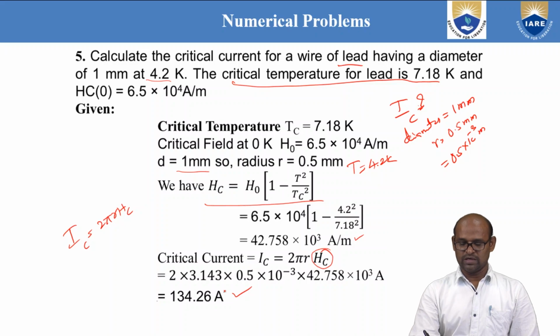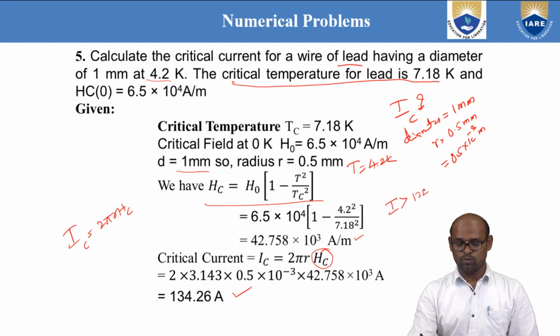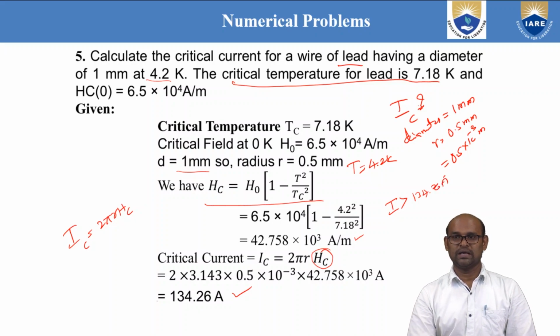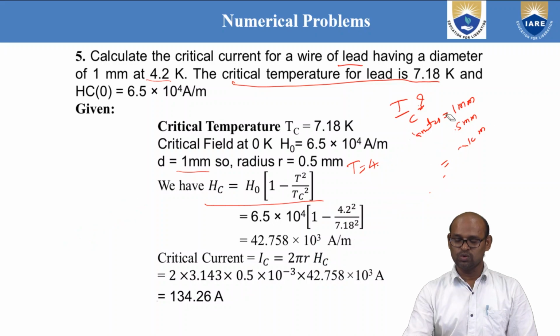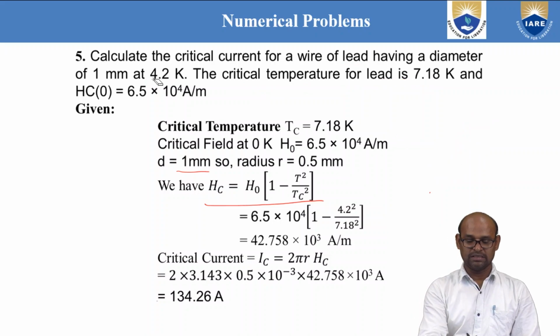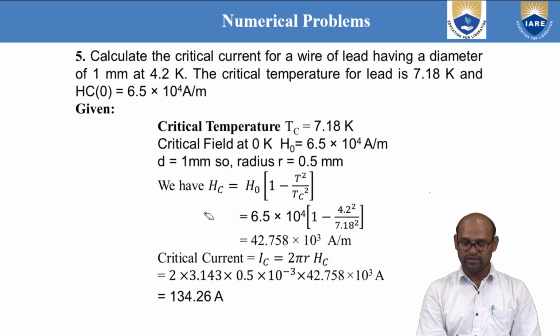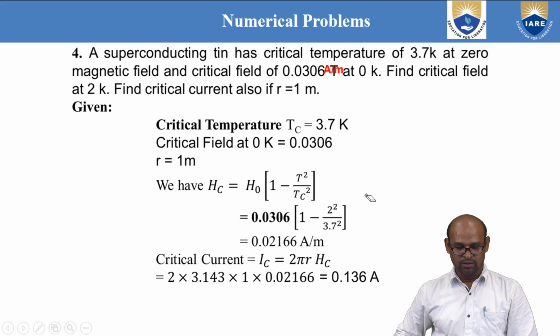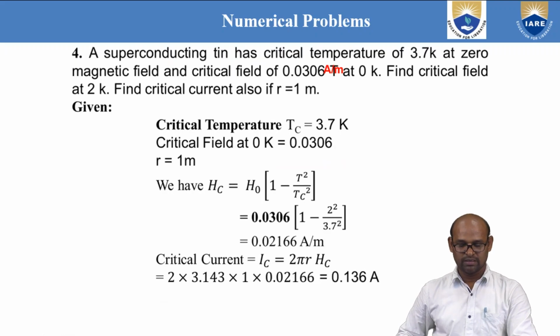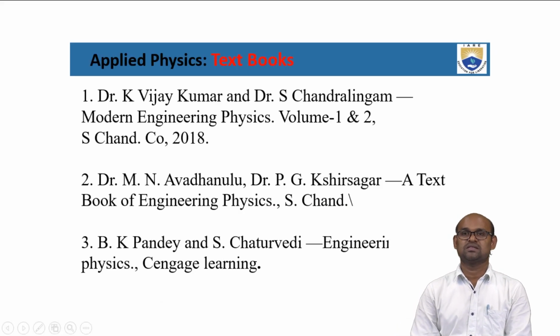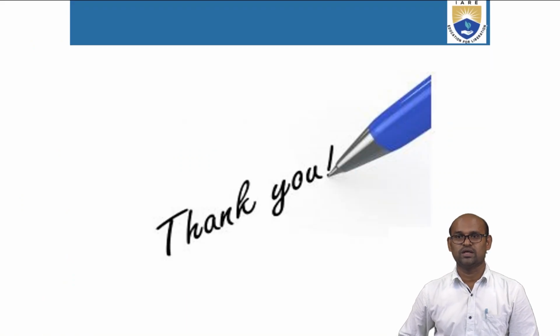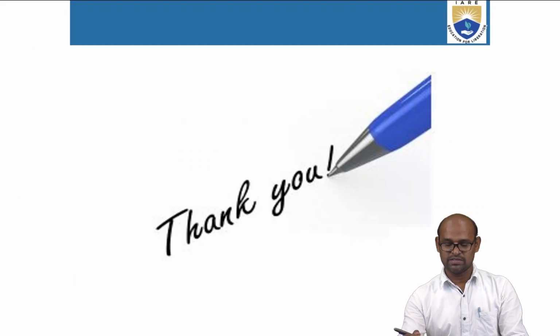So for I greater than IC, for current greater than this 134.26 amperes, the material lead will go from superconducting state to normal state. So here we have calculated the critical current. To calculate the critical current, we have first calculated the critical magnetic field, and then we have used this equation to find out the critical current. So these are some of the reference books which I have used in making up the presentation.